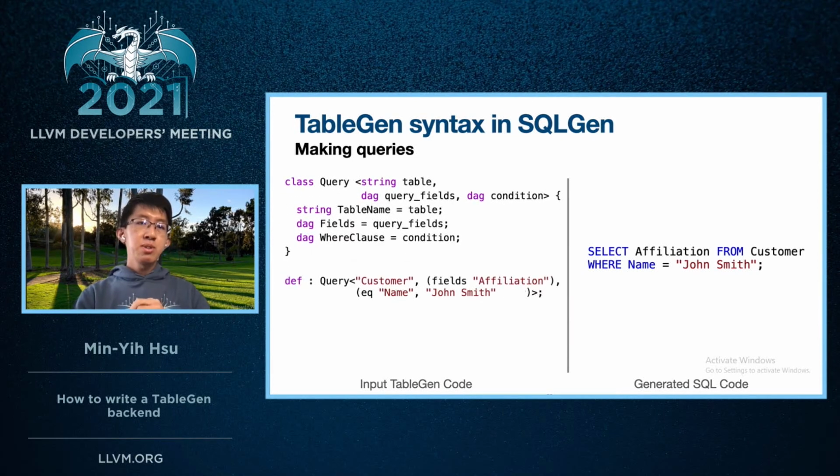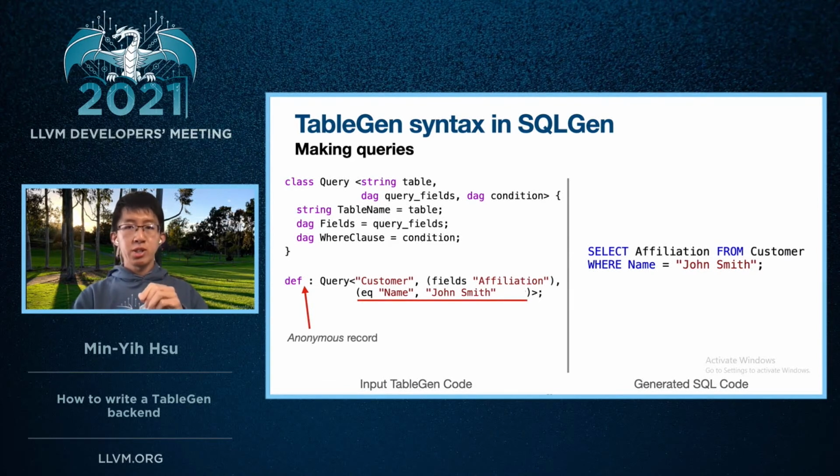This is how we use the query class to create a record to represent the real query instance. One thing you might notice is that we don't actually have a name for these records. And this is actually allowed in TableGen. It's called an anonymous record. Another thing we want to focus on is the where clause DAG expression.